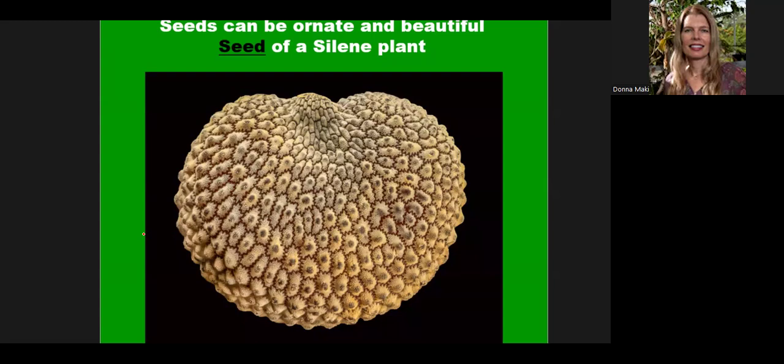With the seed development too, we talked about pollen grain being very ornate. Sometimes you can see very ornate seeds as well, especially when you look really close up. So a lot of these images are taken from competitions where they submit their photos for competition.